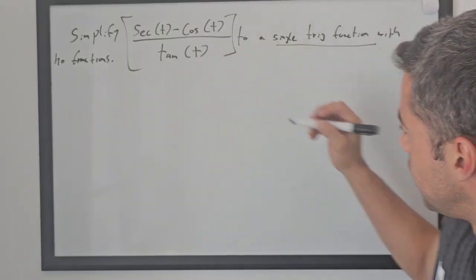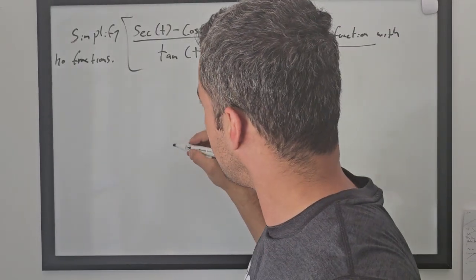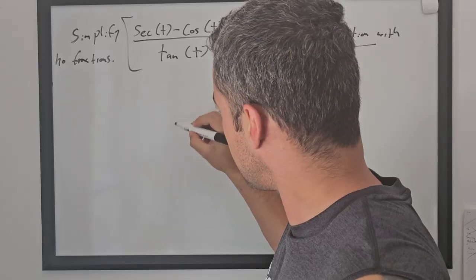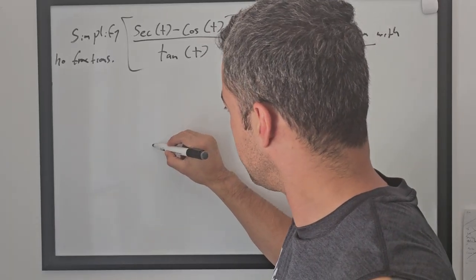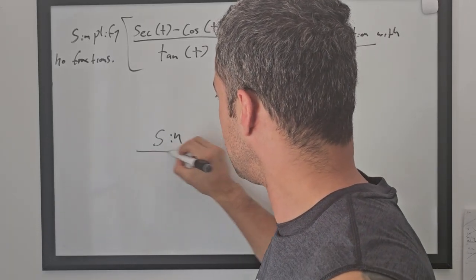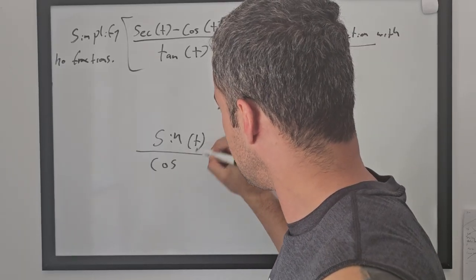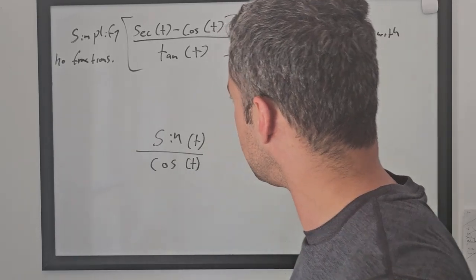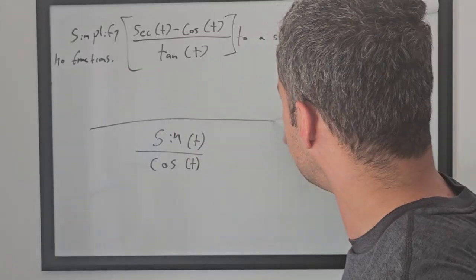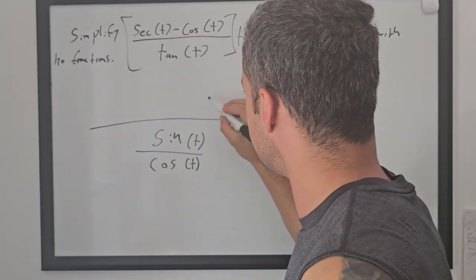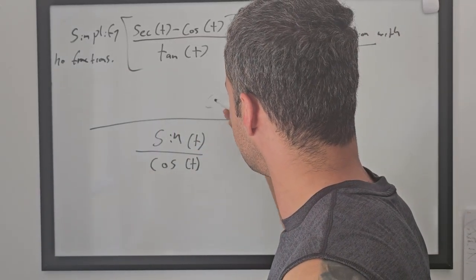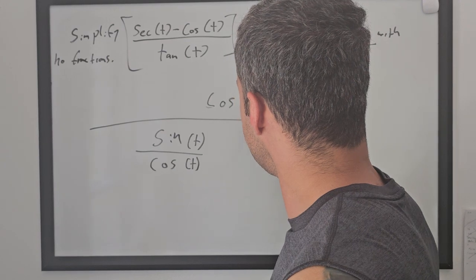So then we can rewrite this part by the terms that make it up. So sine over cosine, and then reference angle t. So that's the bottom. Cosine is a basic term, so we can put that back up here again. Cosine.